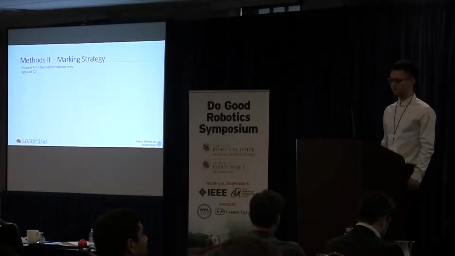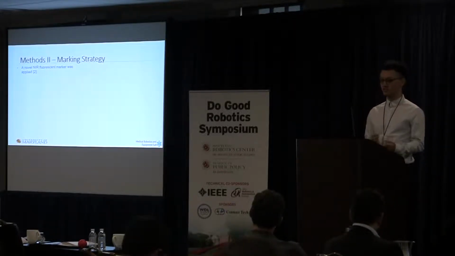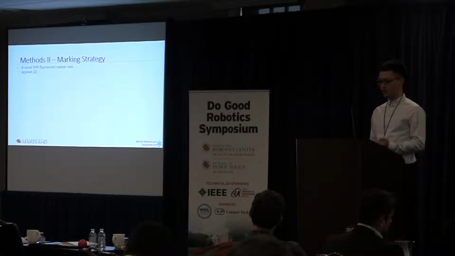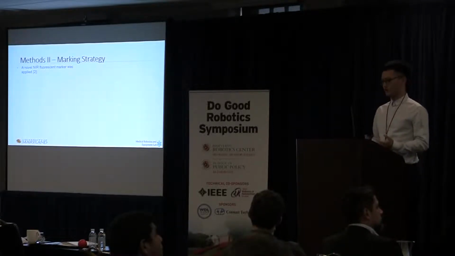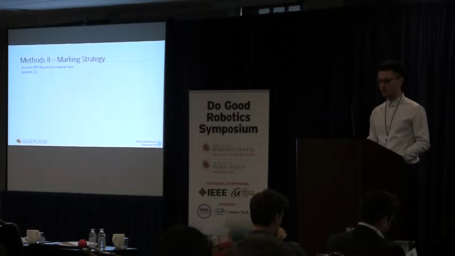The marking strategy. As I mentioned, the current marking strategy uses India ink, which is easily obscured intraoperatively by the blood and charred tissue. So we want to use something that will not be obscured by blood and charred tissue, which is the near-infrared fluorescent marker.